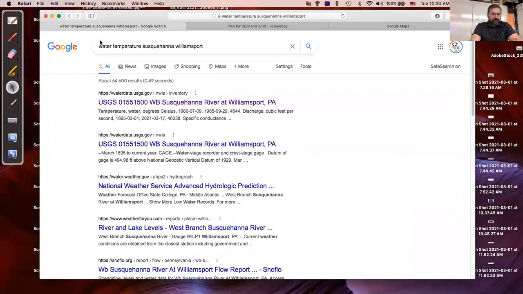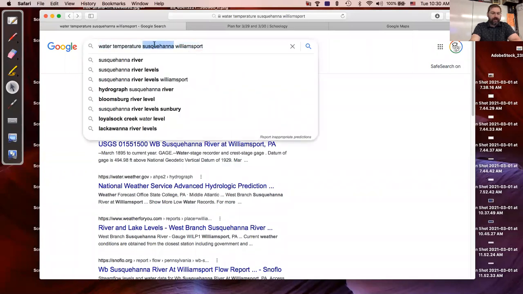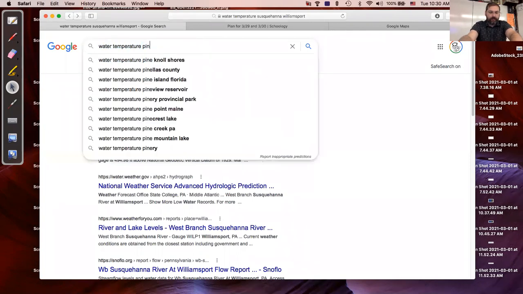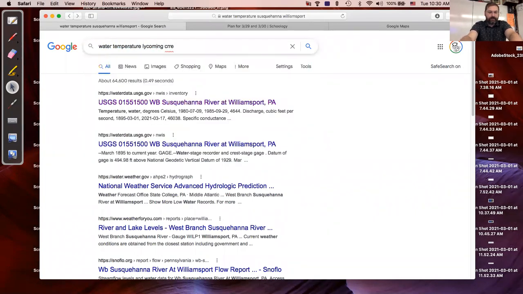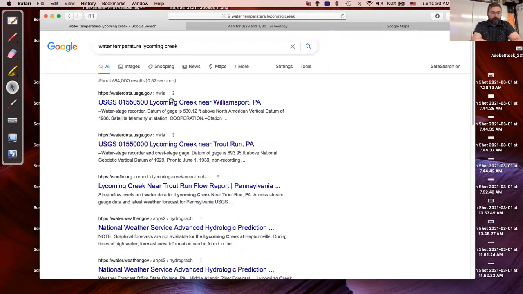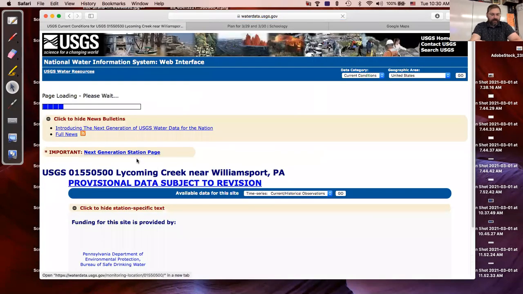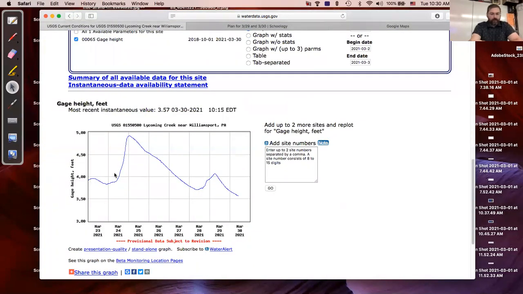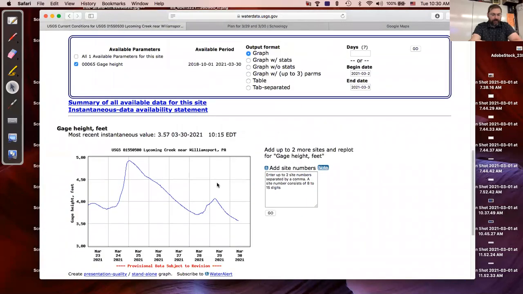So usually what I do is just search something like water temperature Susquehanna Williamsport. Or if you're interested in Pine Creek, you can say water temperature Pine Creek, or maybe how about the Lycoming Creek? So you can say Lycoming Creek, because there's going to be a bunch of Pine Creeks anywhere, or people say Pine Creek. So water temperature Lycoming Creek, you can click it, and it'll take you to a page that'll have real time data. So this will be real time water levels and real time temperature information.